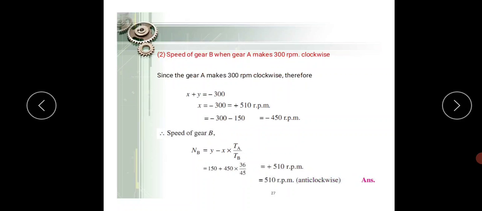This is the method for solving the epicyclic gear train. Thank you.